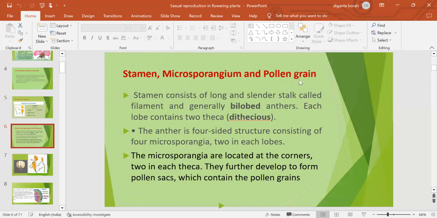Next, stamen, microsporangium and pollen grain. The stamen consists of a long and slender stalk called a filament, and a generally bilobed anther, meaning the anther has a bilobed structure, and each lobe contains two theca. That's why the anther is known as dithecous. You should remember why the anther is called dithecous, because it has two thecae, two chamber-like structures. The anther is a four-sided structure consisting of four microsporangia, two in each lobe. The microsporangia are located at the corners, two in each lobe, and they further develop into pollen sacs which contain the pollen grains. Now I am going to show you the real diagram.